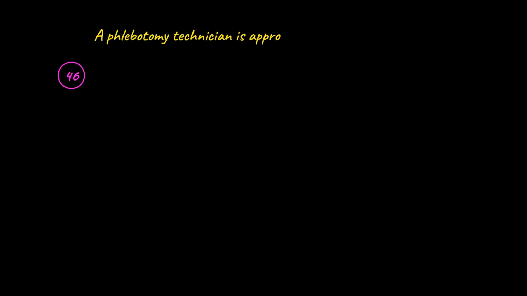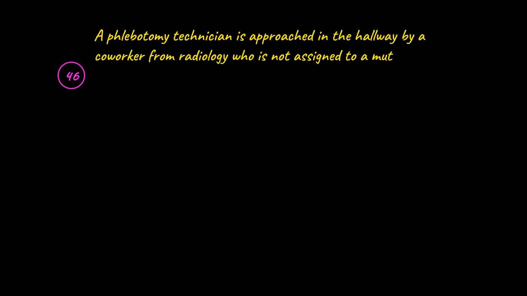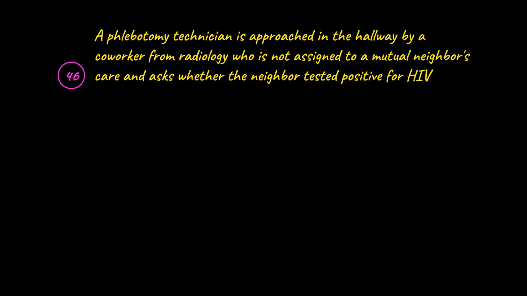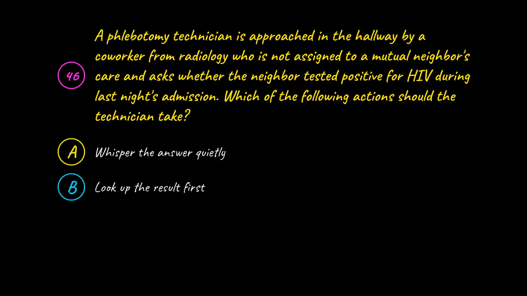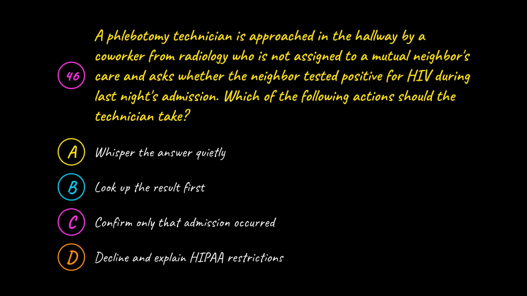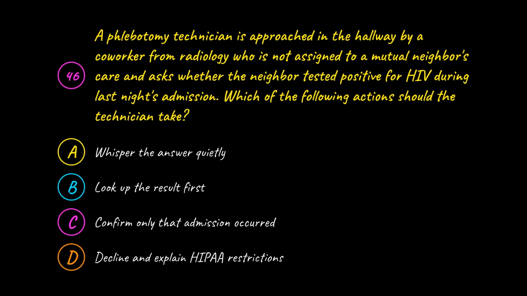Question 46. A phlebotomy technician is approached in the hallway by a co-worker from radiology who is not assigned to a mutual neighbor's care and asks whether the neighbor tested positive for HIV during last night's admission. Which of the following actions should the technician take? Your options are A. Whisper the answer quietly. B. Look up the result first. C. Confirm only that admission occurred. D. Decline and explain HIPAA restrictions. Which would you go with? Lock it in before the reveal.